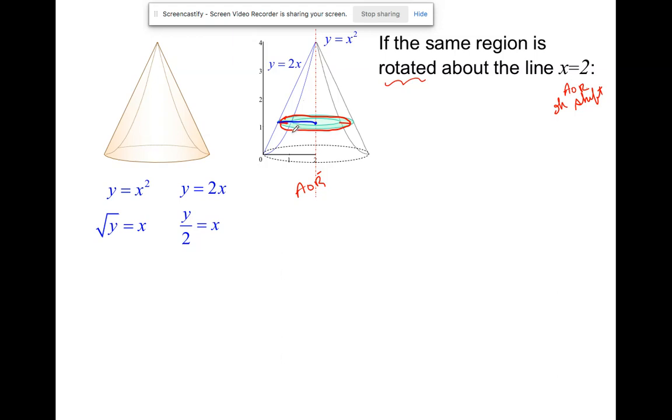Well, I don't know. Now my strip is still perpendicular. My axis of rotation is parallel to the y-axis. My strip is perpendicular to the y-axis. I'm going to be integrating dy, so I know this is going to have to be x equals y over 2. And this is going to have to be x is equal to the square root of y.